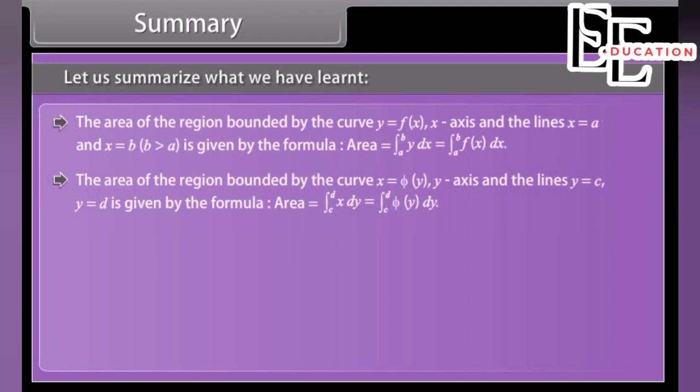The area of the region bound by the curve x is equal to phi of y, y-axis, and the lines y equals c, y equals d is given by the formula area is equal to integral from c to d of x with respect to y equals integral from c to d of phi of y with respect to y.